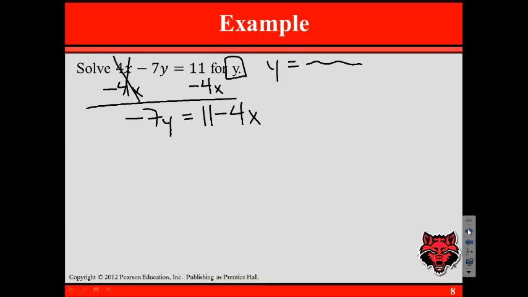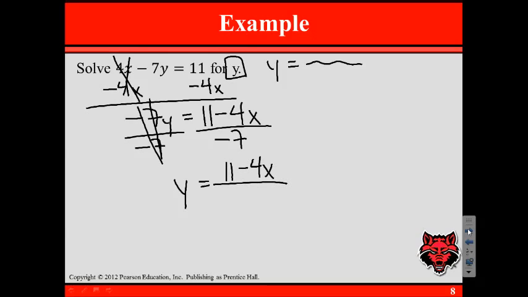Now we need to isolate y, and we will do so by dividing both sides by negative 7. Negative 7 divided by negative 7, that cancels. We're left with y equals. There are ways we could possibly make the right-hand side look better, but we can go ahead and leave it in this form. 11 minus 4x, all divided by negative 7.